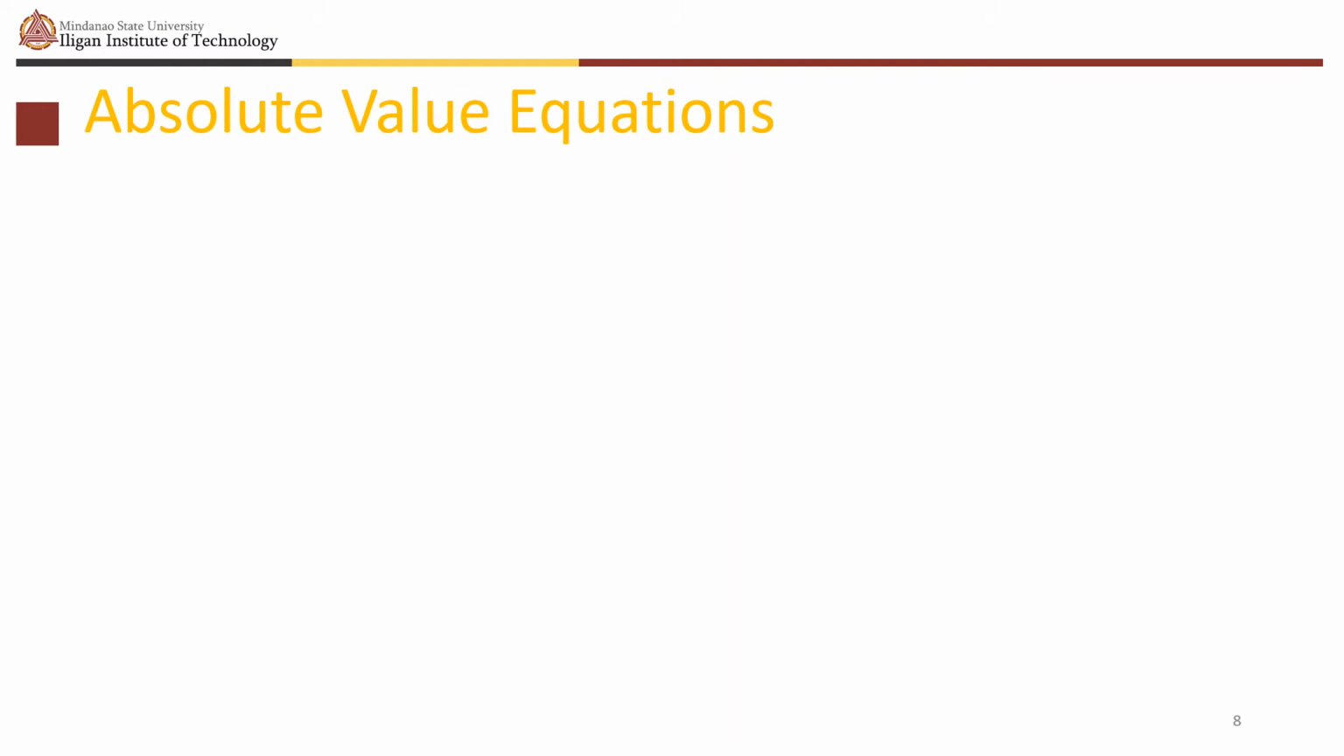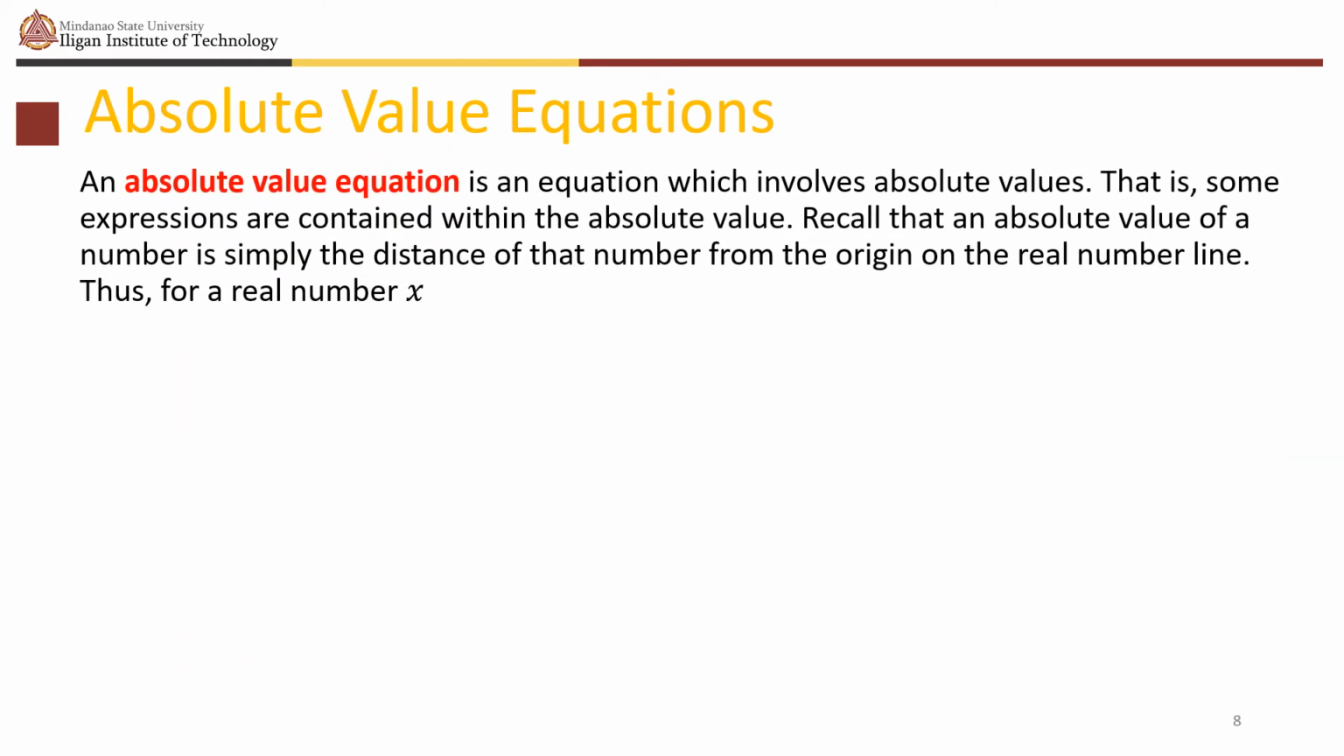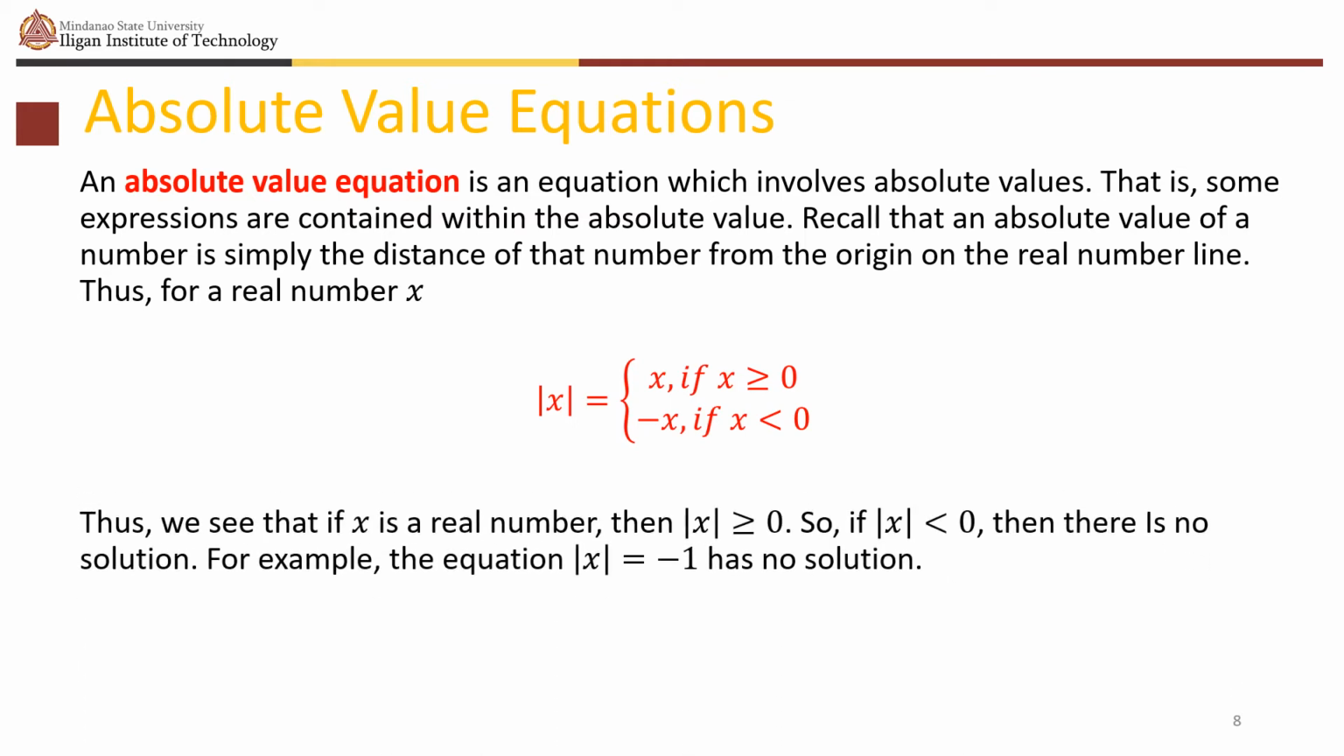An absolute value equation is an equation which involves absolute values. That is, some expressions are contained within the absolute value. If you recall, the absolute value of a number is simply the distance of that number from the origin on the real number line. Thus, for a real number x, the absolute value of x is defined as follows. The absolute value of x equals x if x is greater than or equal to 0, and negative x if x is less than 0.